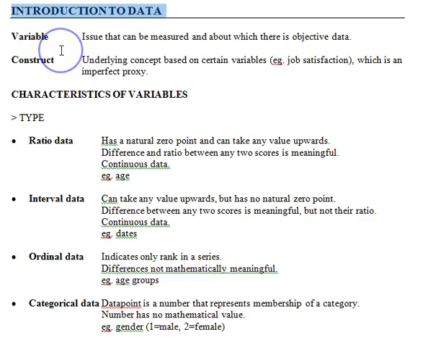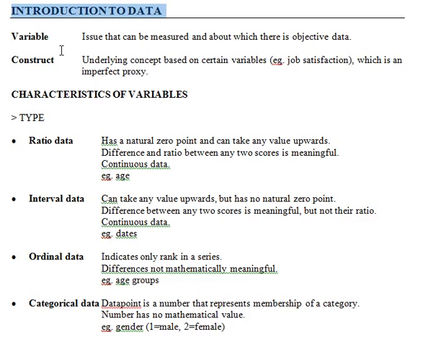So the construct is the underlying concept based on certain variables. For example, job satisfaction, which is an imperfect proxy, because we find that this is more of perception. It's not an explicit measurement like where you take a ruler and measure. So it's based on how someone views satisfaction.